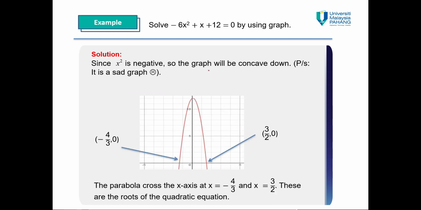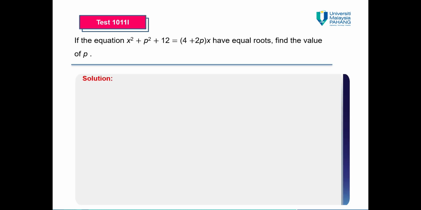Right, next example. Now we have minus 6x squared plus x plus 12. Minus 6x squared indicates that the graph of this equation is a sad graph. When you draw the graph, you notice that you have two intersections at the x-axis, and these intersection values are minus 4 over 3 and 3 over 2. So these are the roots of the equation. Alright, so we have done all the four methods to find the roots of the equation. So let's try the last example.